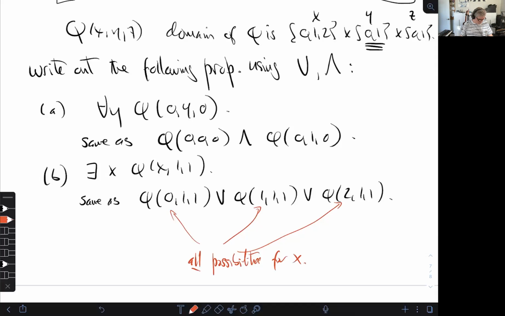It's possible. I won't do the other two because they're basically the same. C and D are very, very similar. But keep that in mind when you have a finite domain. You can rewrite existentially or universally quantified things as just long sequences of ands or ors. All right, that's done. This is good. This is an important one.